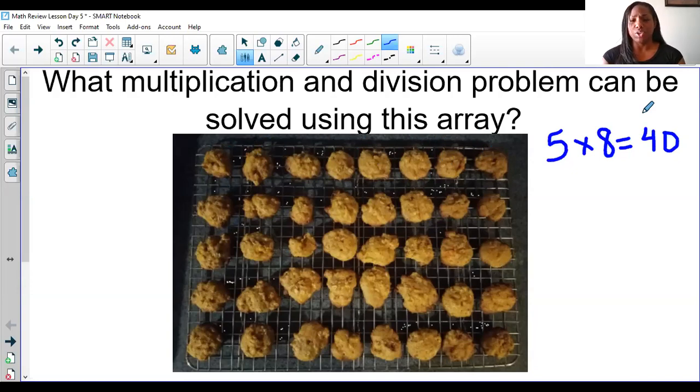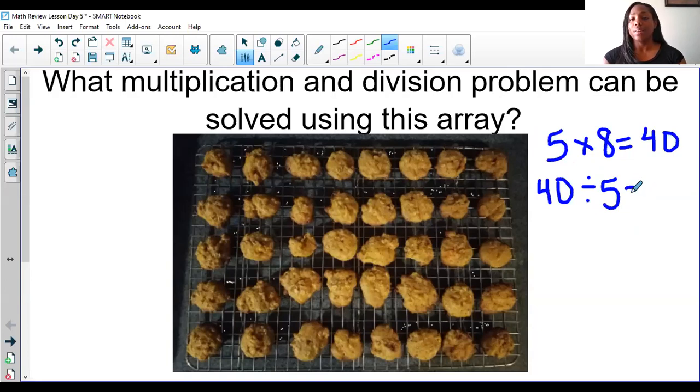But what about division? How would I rewrite this multiplication problem to become a division problem? Well, I'm glad that you asked. I know that the total amount is 40. And when I do a division problem, 40 represents my dividend because that is the total. And then, of course, I do my division symbol. So my divisor, what do you believe my divisor should be? My divisor is going to be the amount of rows. So 40 divided by 5.